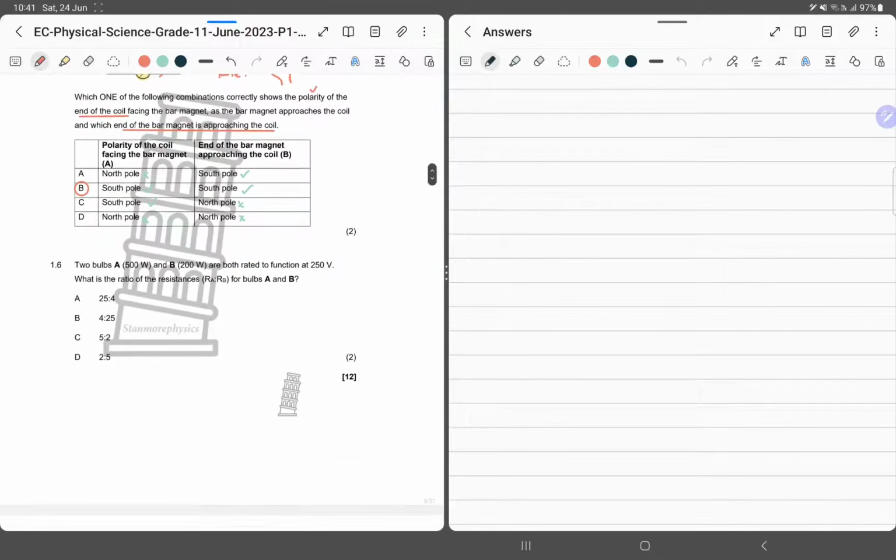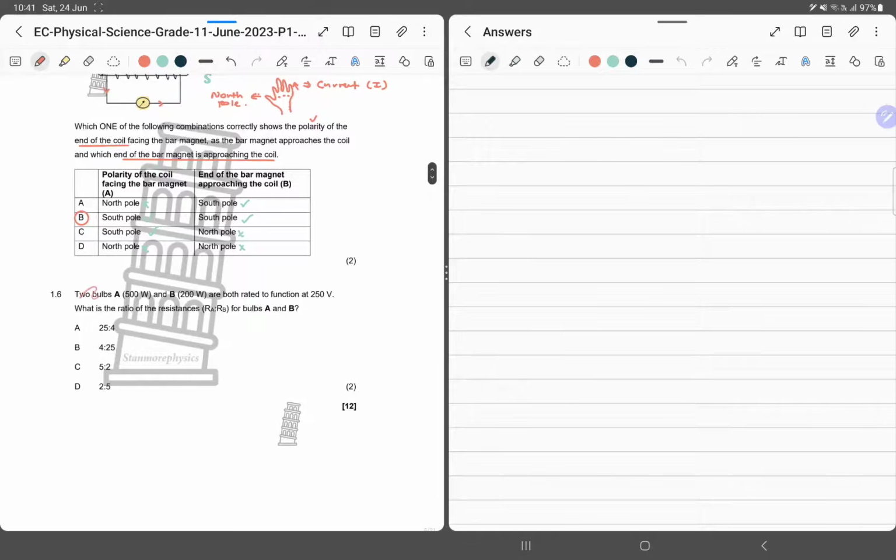Let's do the last question here. It says now two bulbs, A is marked 500 watts and B 200 watts, are both rated to function at the voltage of 250 volts. Okay, what is the ratio of the resistances? But of course, remember, the higher the power, the lower is the resistance. And then the lower is the power.